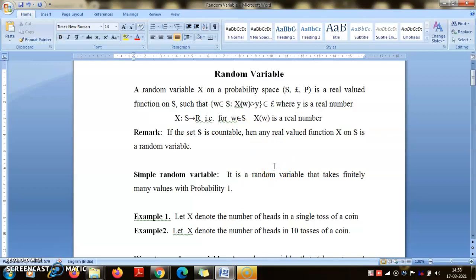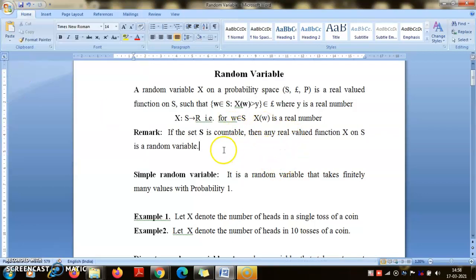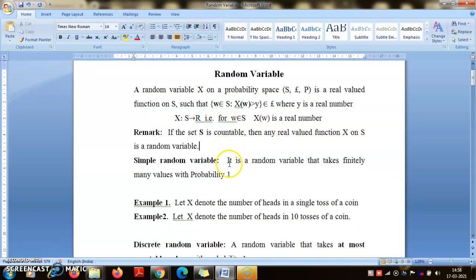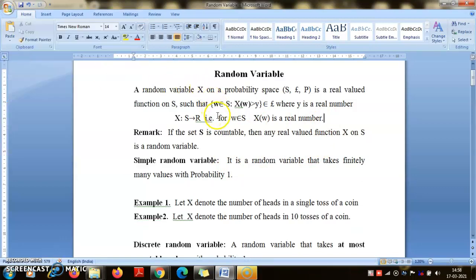Now the special condition is needed only when the set S is uncountable, and there are random experiments which have uncountably many outcomes. So there it is needed. In general, you can just think of a random variable as a function which is assigning real numbers to the outcomes of a random experiment. Then there is a concept of a simple random variable.